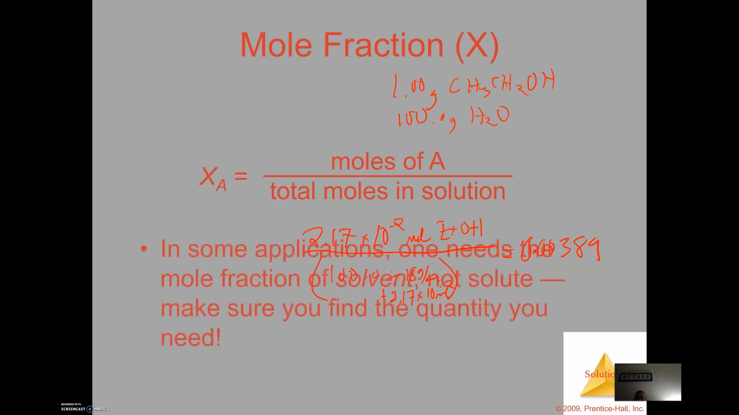All right, now the next thing here is that when you're working with mole fraction, you don't always have to use the solute. All right, sometimes you're going to be using the solvent. And the reason for that is we'll be talking about colligative properties in a future video. And when you're dealing with Raoult's law, you have to look at the solvent as compared to the solute.